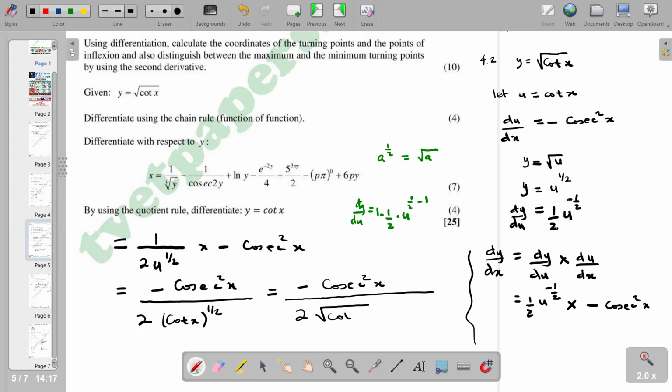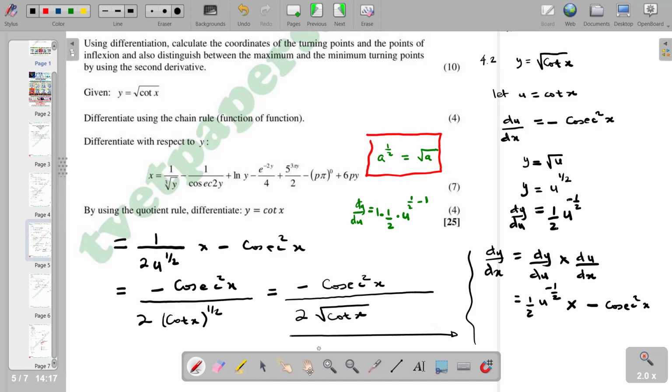Take note here, we applied again the conversion from exponents to surds. We are having a half, we introduce a square root. So where we are having to the power half, we converted it to be here. So this becomes our final answer.